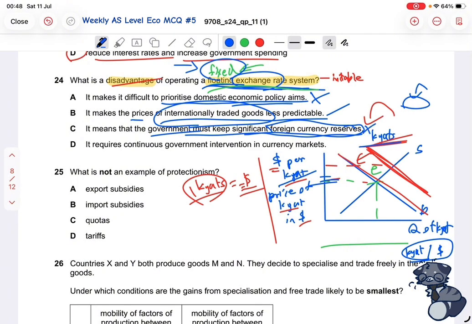That can't be it. The last option says it requires continuous government intervention in currency markets. Well, like I said, the floating exchange rate system depends on the forces of demand and supply of the exchange rate market. So no government intervention. The fixed one has it. So no, that's wrong. Let's cross that off. So it seems like all the other options are talking about the fixed exchange rate, not the floating one. So our only option that applies to the floating exchange rate system is option B, and that is correct.